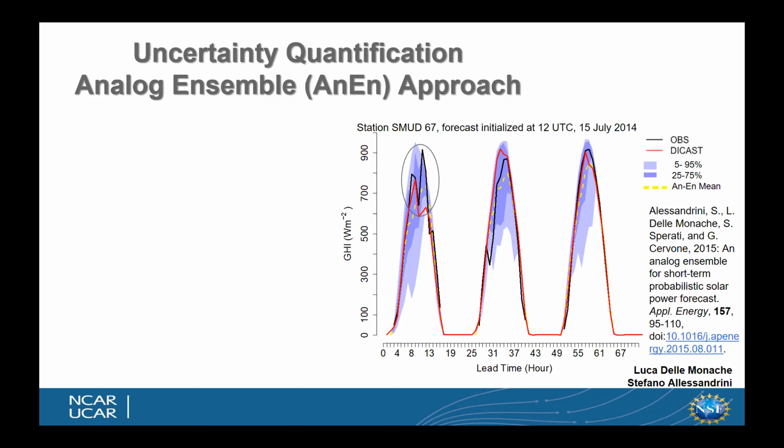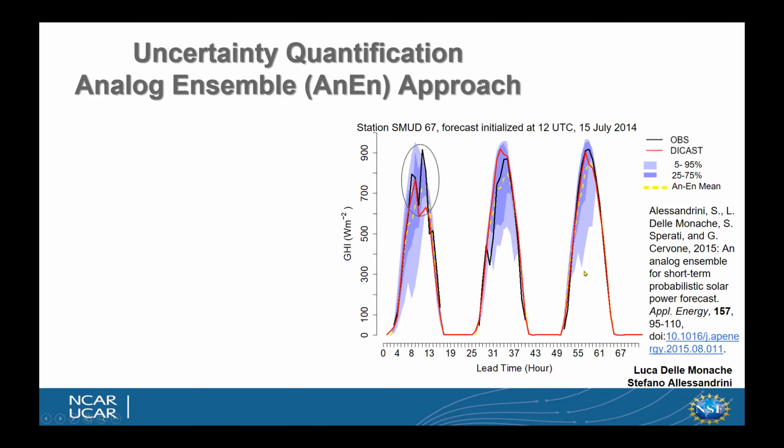But we can form multiple closest predictions, and the observations then can form an ensemble themselves. And we find that the analog ensemble, when we take the mean, can correct even our best forecast, even if that is DICast. Here, the analog ensemble is the dotted yellow curve, DICast is the red, and we're finding that the correction is better. But because we have multiple observations, we form this ensemble, we can also draw error bars.